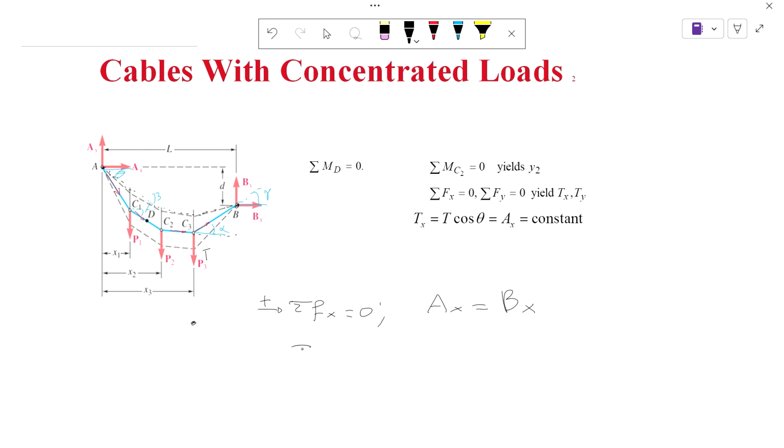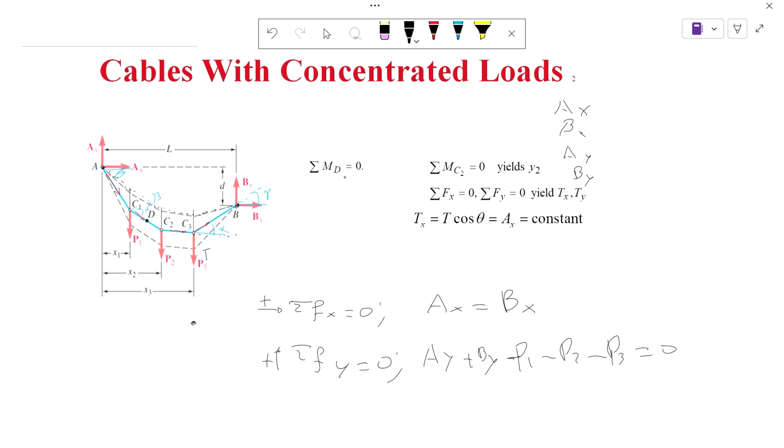All right, and then summation of forces in y, you're going to say positive going up. You're going to have Ay plus By. We don't know those, but we do know the forces P1, P2, P3. Okay, so we have Ax and Bx, we don't know those. We have Ay and By, we don't know those. So we have two equations for our unknowns Ax, Bx, Ay, By. So from those equations, we cannot solve what we need.